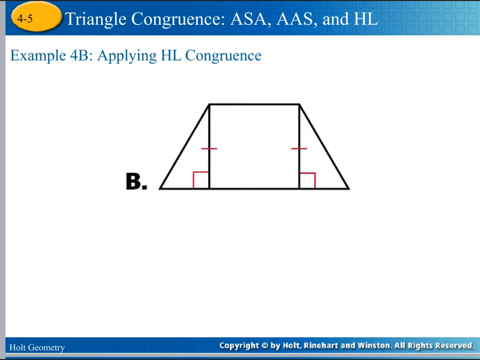So what about this figure? Can we apply the hypotenuse leg congruence? Well, if we look carefully at the two triangles that are right triangles, which is what we need for hypotenuse leg, I can see the 90-degree angles, and I can see one leg that I know is congruent. I don't know anything about the other leg, and I don't know anything about the hypotenuse. So in this particular example, we cannot use hypotenuse leg. We don't know if the triangles are congruent or not. They look congruent, but we don't know for sure.